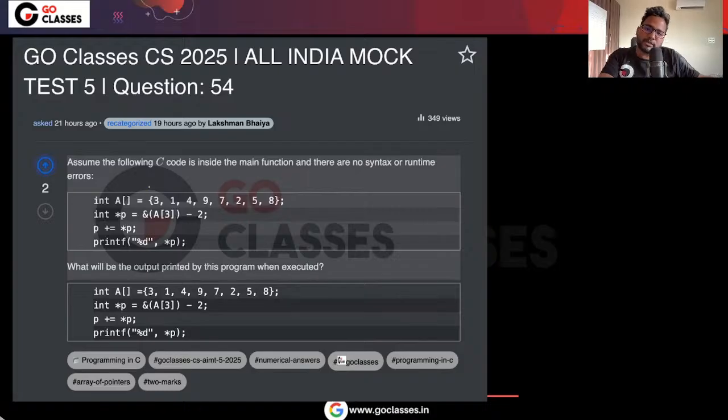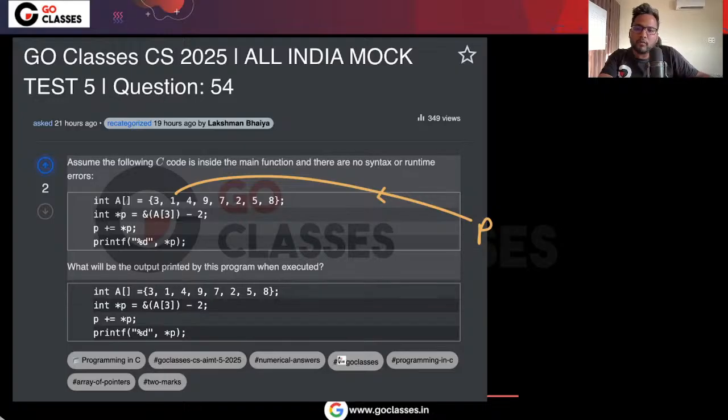So in this question, what they are saying is that P is pointing to address of A3 minus 2. So this is A0, A1, A2, A3, right? A3 is here, then minus 0, minus 1, minus 2. So finally P is pointing to 1 only. Initially P is pointing here. Is this fine to everyone? This is the very first thing to understand here, that P is initially pointing to this particular element, right? Once this is fine, then we can continue further.